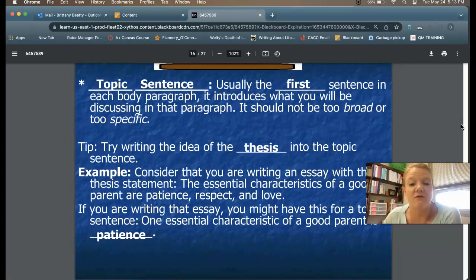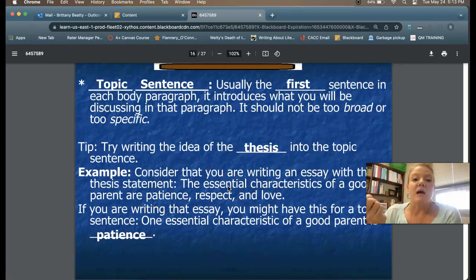I want you to use a plan of development. A plan of development is those 3 points that your essay is going to prove, what your body paragraphs are going to be about. In the example we have here, our thesis statement says, the essential characteristics of a good parent are patience, respect, and love. Well, patience, respect, and love, that's our plan of development. So I know, based on this thesis statement, that the first body paragraph is going to be about patience, the second about respect, and the third about love, because we have this plan of development in the thesis statement.